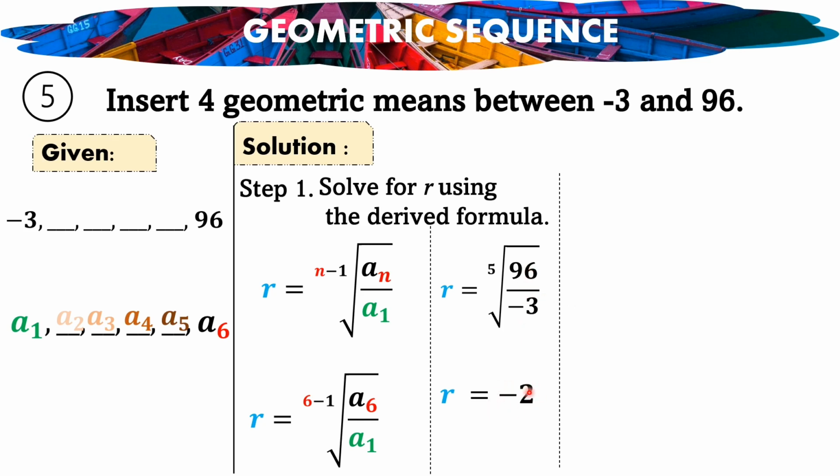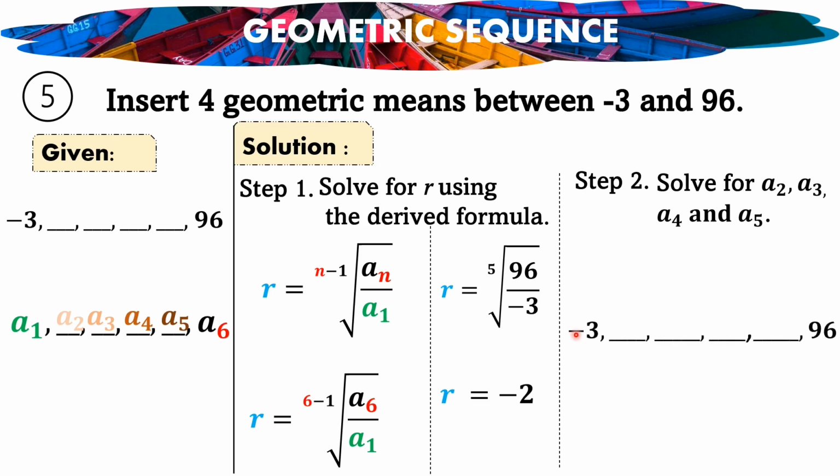Step 2, let's compute for the 4 geometric means. Multiply the first term and the r. Negative 3 times negative 2 is 6. 6 times negative 2 is negative 12. Negative 12 times negative 2 is positive 24. 24 times negative 2 is negative 48. To check, negative 48 times negative 2 is positive 96. That's it.